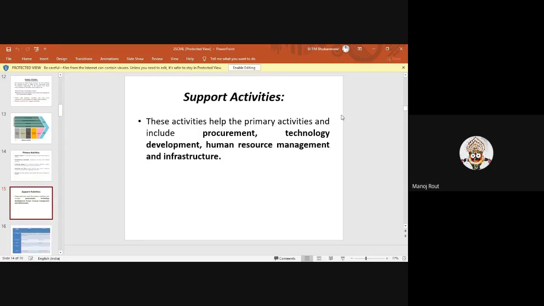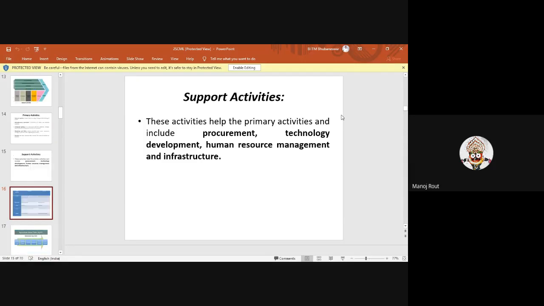Go to the next one, that is the supportive activities. So these supportive activities help the primary activities. They include procurement or purchase. The next one is the involvement of new technologies, new processes, new machines, then human resource management, and finally infrastructure. So if you combine the primary and supportive activities, it adds some value to your supply chain management. That is the concept behind value chains.